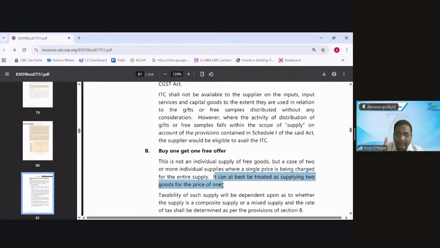So if it is a single price, will it always be a composite supply or will it always be a mixed supply? If a single price is charged for the whole combo, will it be a composite supply or a mixed supply? Just asking.